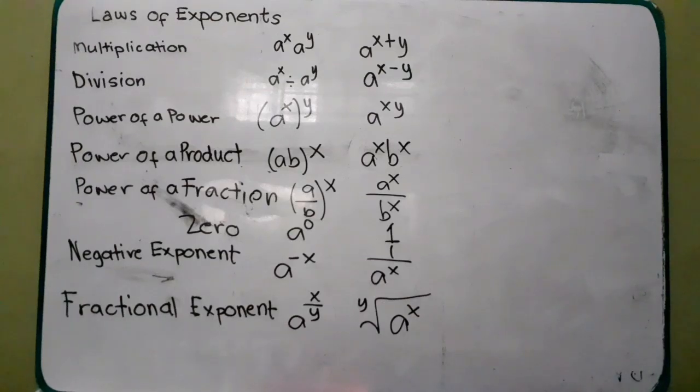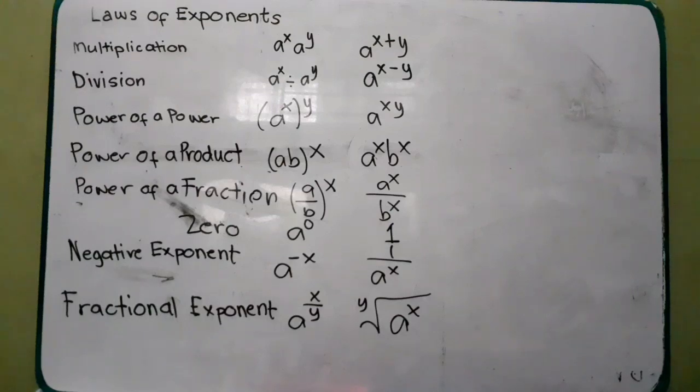Next is ang zero exponent. So, any number or variable raised to the zero exponent would be always equal to 1. Next is ang negative exponent rule. So, a to the negative x. When you see a negative exponent, to simplify it or rationalize it, dapat i-kuha nimo yung inverse. So, let's say a to the negative x, ang inverse niya is 1 over a to the x.